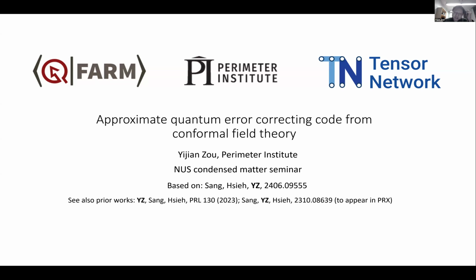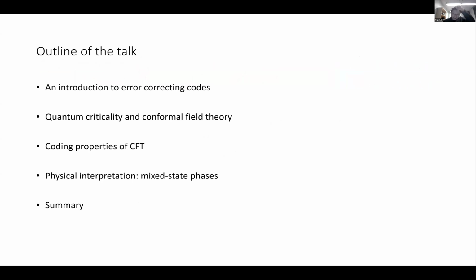So this talk is about quantum error correction and how to use conformal field theory to build a quantum error correction code. In order to start, I think you probably don't know many things about quantum error correction. So the first thing I am going to talk about is a very brief introduction to error correction codes. And then I will go to the more condensed matter side of the story, which is quantum critical systems and conformal field theories.